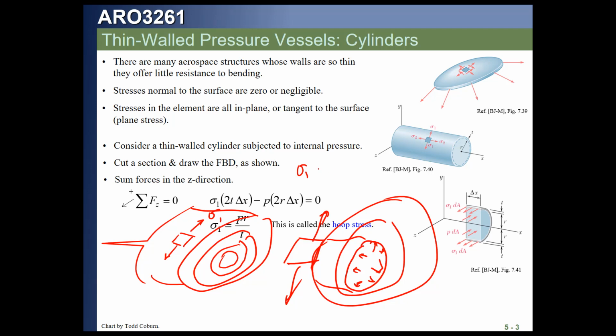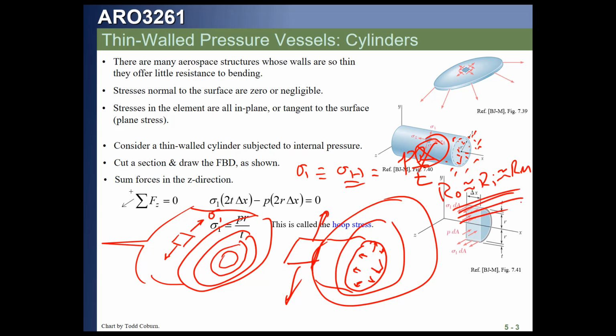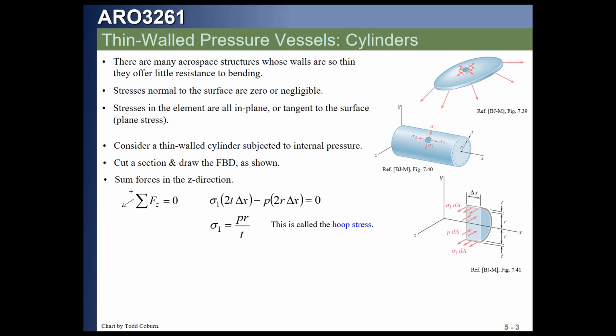It's the hoop stress. It's PR over T, where R is really the inner radius for an inner pressure. R is the outer radius for an external crush pressure, but we usually just call it R because if the wall is thin and R is large, then R outer is about equal to R inner, which is about equal to R at the midplane of the skin. So we're going to use this approximation even though it's not strictly correct. In our equation that we developed for this internal pressure, it is actually the inner radius, but we often just use R.